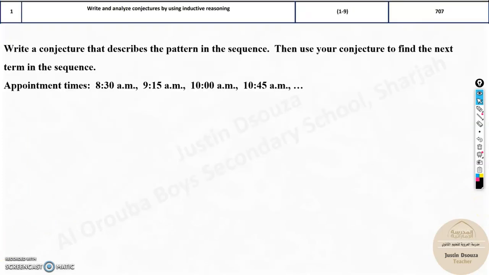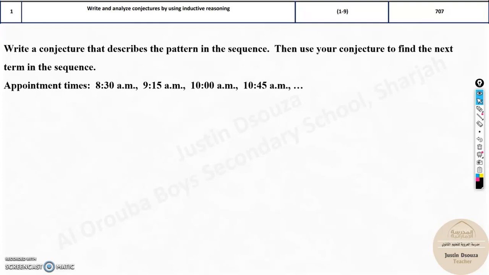The first topic is to write and analyze conjectures by inductive reasoning. Basically, we need to analyze some patterns, or predict what's going on in a set of values or a set of times, or in this example, we have appointment times. Let's see this. Write a conjecture that describes the pattern in the sequence, then use the conjecture to find the next terms in the sequence. A conjecture is telling something, it's not like a conclusion, but it's similar to a conclusion. You're saying this is what's happening.